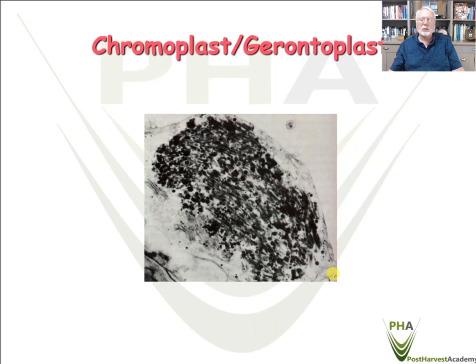The chloroplasts contain green pigments known as chlorophyll and yellow or orange or red pigments known as carotenoids that are involved in light harvesting. During senescence and ripening, the internal membrane system of the chloroplast is degraded and chlorophyll is broken down. This leaves a yellow or orange or red colored remnant of the chloroplast known as the chromoplast or gerontoplast.